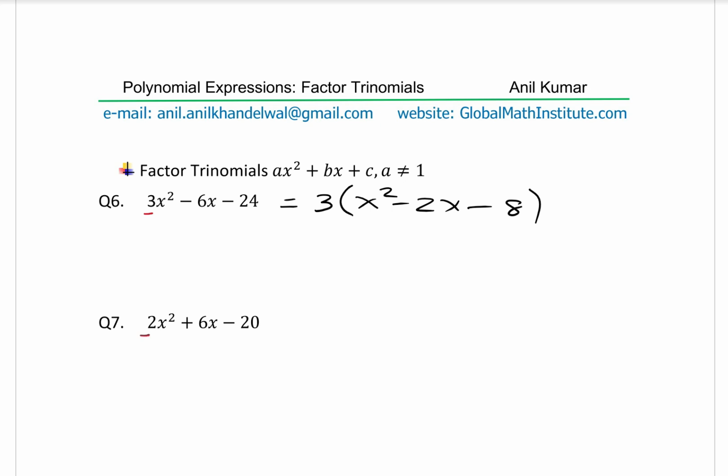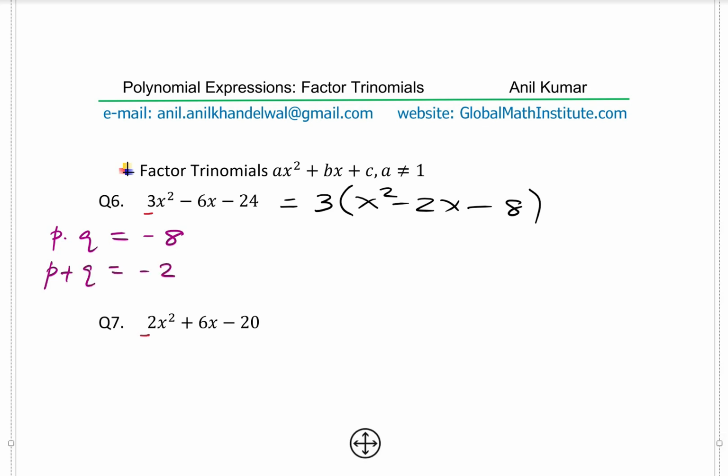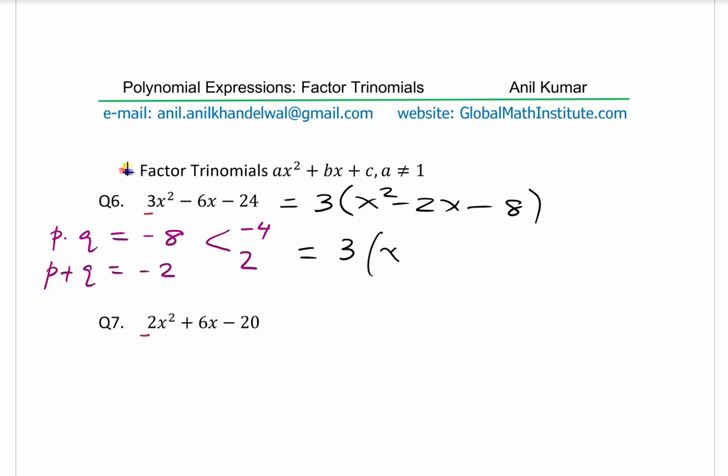The technique learned was product and sum. We're looking for two numbers p and q whose product should be the constant minus 8 and whose sum should be how much? The coefficient of x, which is minus 2. Now both are negative. That means we're looking for two numbers where the bigger one is negative and the smaller one is positive. 8 and 2, 4 times 2 can work for us. So minus 4 and 2 can work for us, and therefore we could now factor this and write this as: keep 3 as such and factor the inside term as x minus 4 times x plus 2.